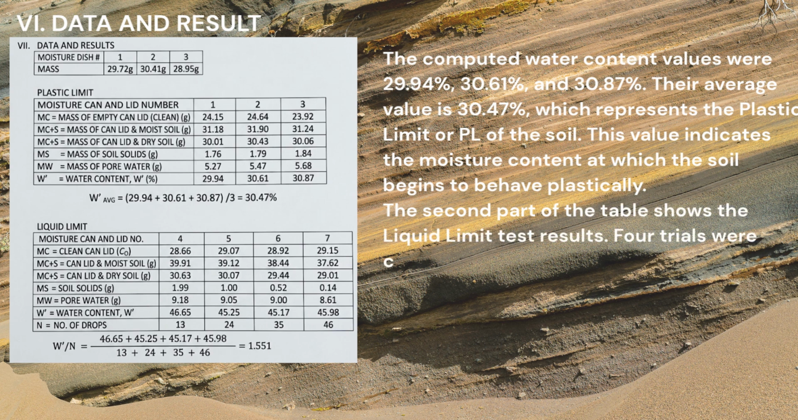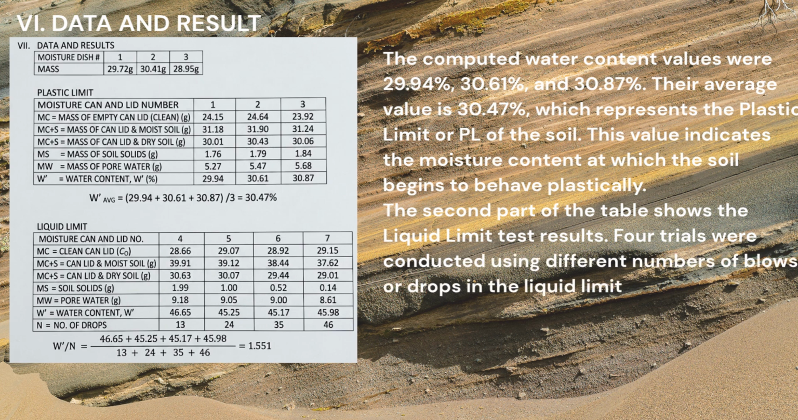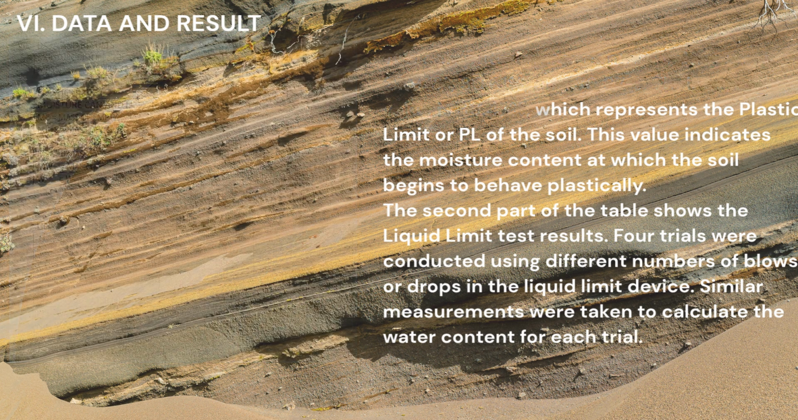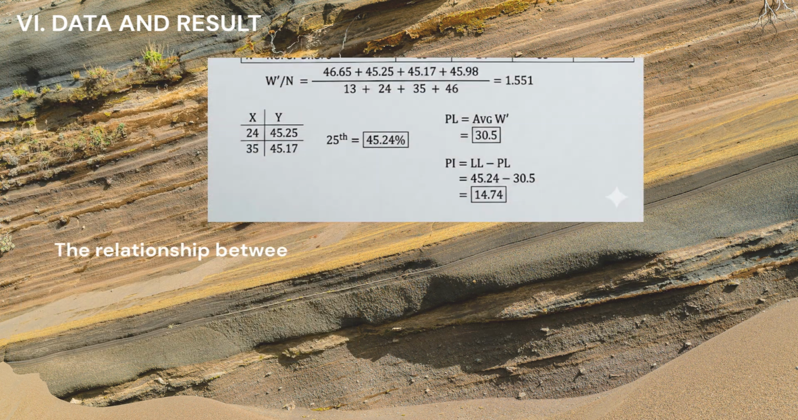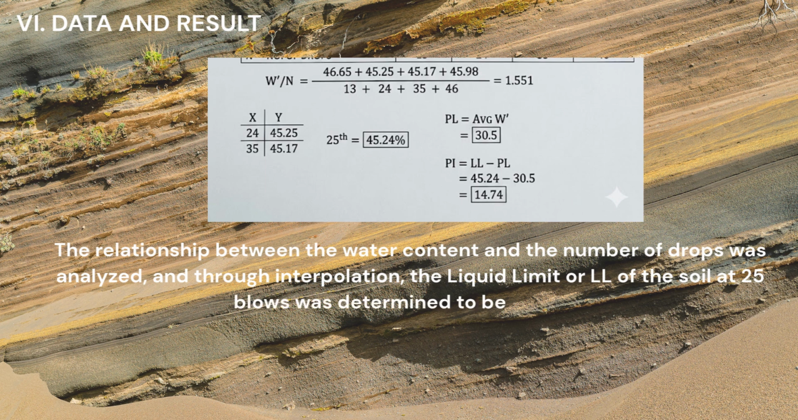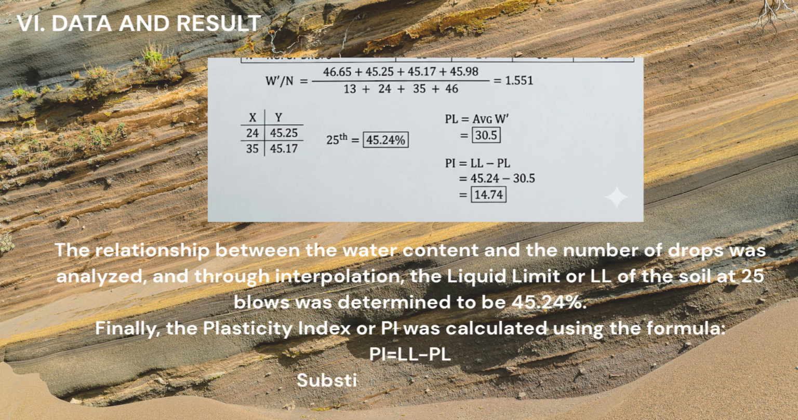The second part of the table shows the liquid limit test results. 4 trials were conducted using different numbers of blows or drops in the liquid limit device. Similar measurements were taken to calculate the water content for each trial. The relationship between the water content and the number of drops was analyzed, and through interpolation, the liquid limit, or LL, of the soil at 25 blows was determined to be 45.24%. Finally, the plasticity index, or PI, was calculated using the formula PI equals LL minus PL.